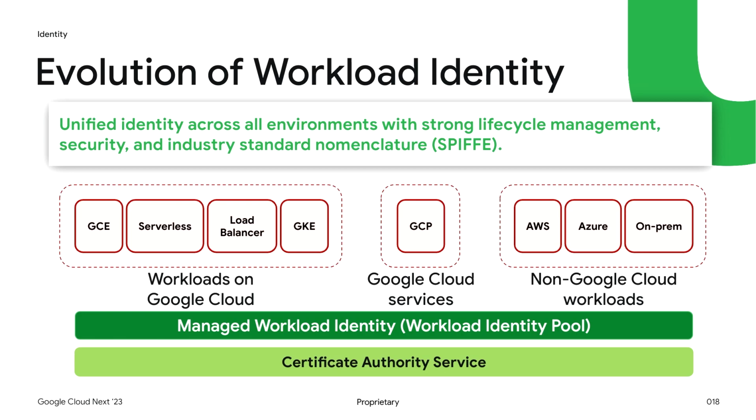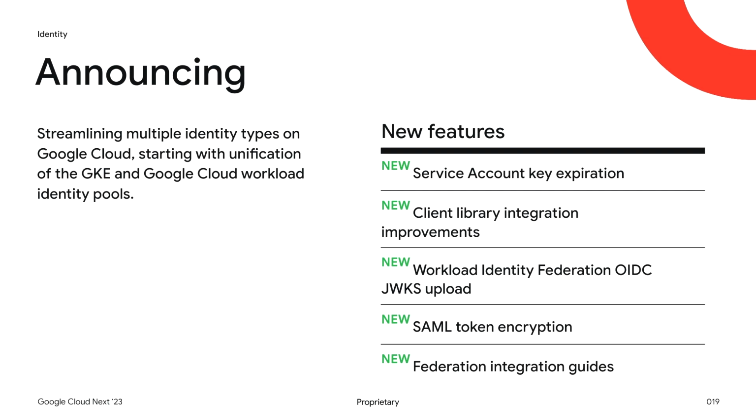Now, that's not a super future vision. In fact, this is happening now. So by the end of this year, you'll see us streamline multiple identity types on Google Cloud. We'll start off by streamlining the GKE and Google Cloud workload identity pools. Some announcements on the screen available in terms of the workload authentication area.